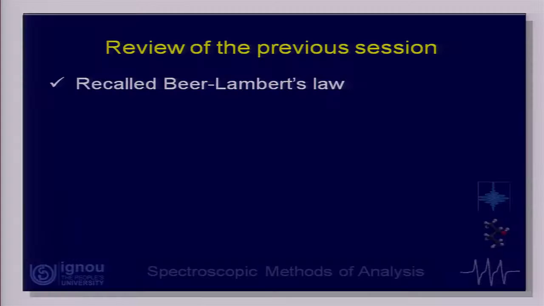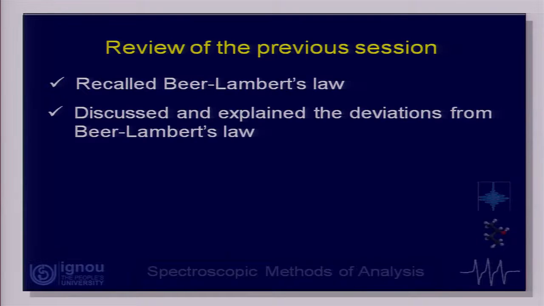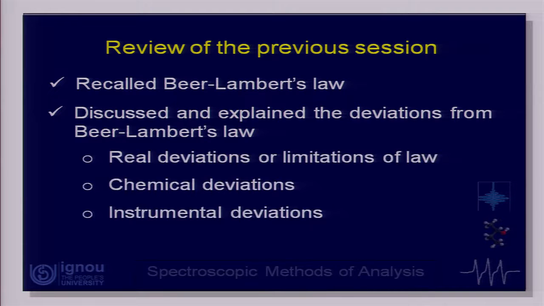Okay, let us recall what we did in the previous session. We started by recalling the Beer-Lambert law, and thereafter we talked about different types of deviations possible from the Beer-Lambert law. We classified these deviations into three broad groups: the real deviations, or so-called limitations of the law, then chemical deviations, and towards the end the instrumental deviations. All that forms part of the basic aspects of our UV visible spectrometry.